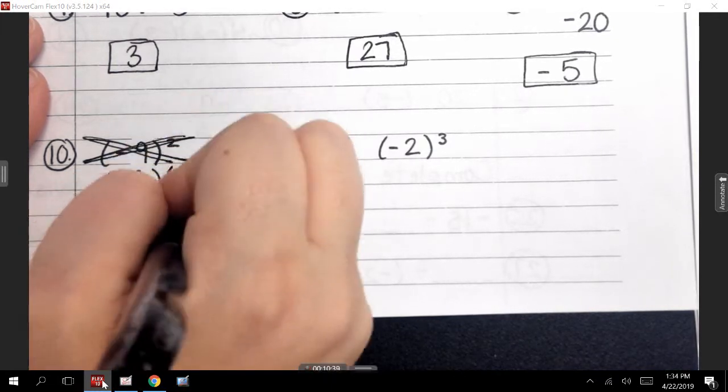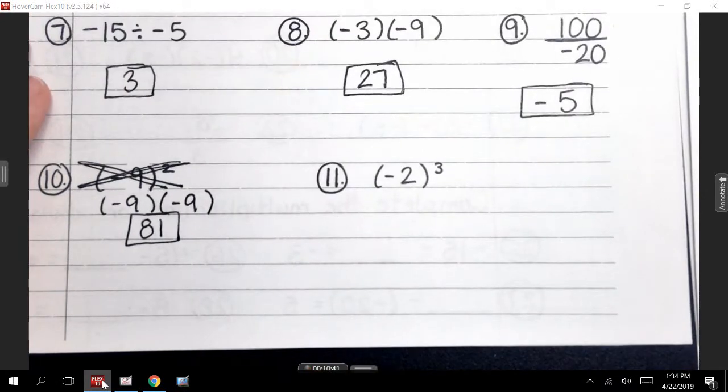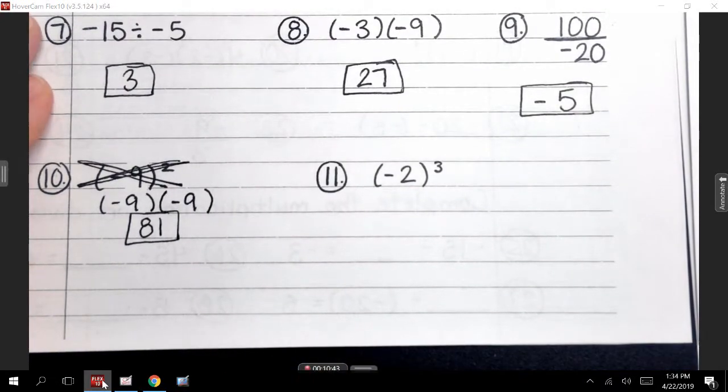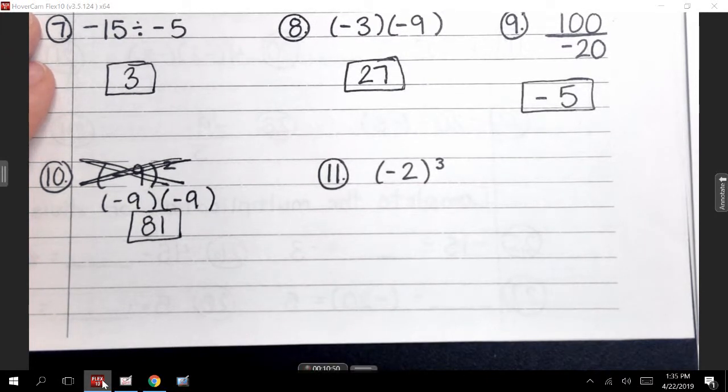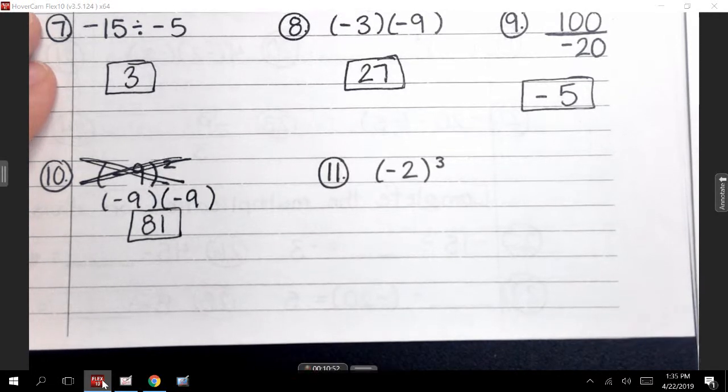81. So I get a positive 81. Now, guys, number 11 is a little tricky. How many numbers have we multiplied or divided in every single problem? 2. When we're talking about same signs or different signs, it's kind of like the matching game where you put a bunch of your cards down and you have to pick the matches. How many cards can you flip at a time? 2. That's exactly what this is like. We can only look at 2 numbers at a time.